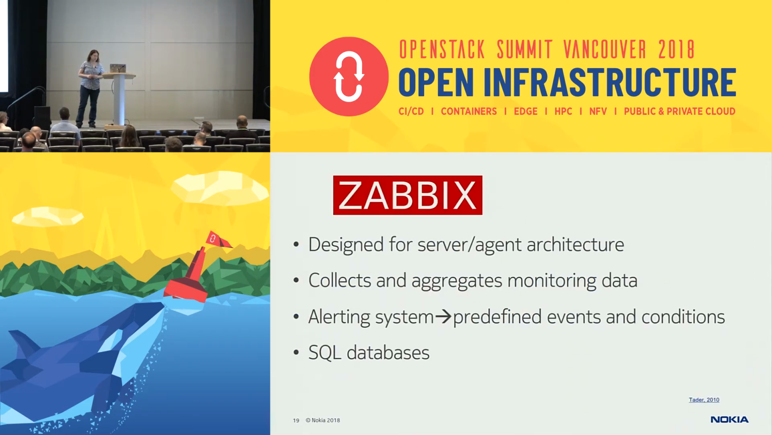In our case, we use two kinds of monitoring, although there are a lot of good monitoring systems. The first one is Zabbix. Zabbix is designed for servers and agent architecture. It collects and aggregates monitoring data, and it has a great alerting system, and it has some predicted events. It can calculate, for example, the trend and see when it will reach some point. It has an SQL database.